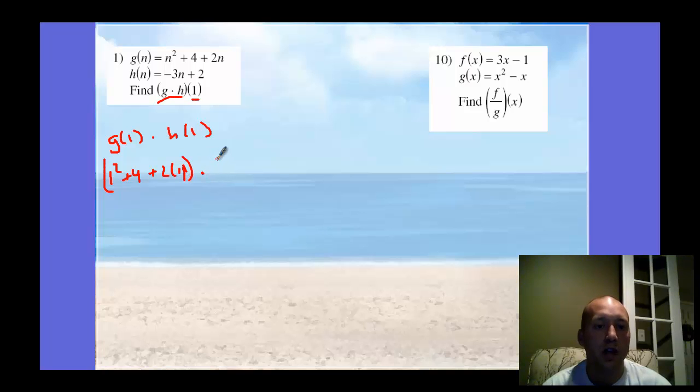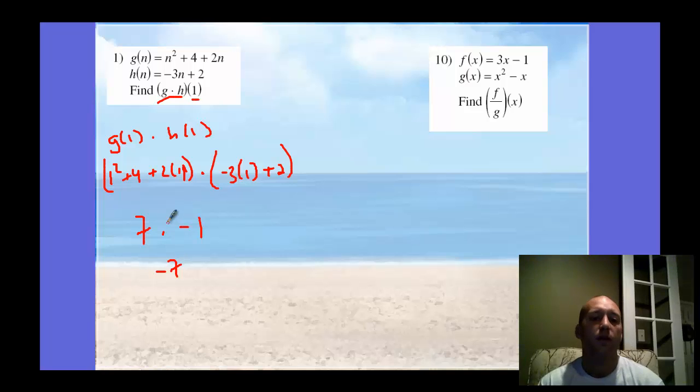And then we're multiplying it by h, which is going to be negative 3 times 1 plus 2. And so we have 1 plus 4 plus 2, or 7, times negative 3 plus 2, or negative 1. So we get negative 7. We can find that same answer by doing g times h, multiply them first, and then plug in 1. But it's probably even more complicated.